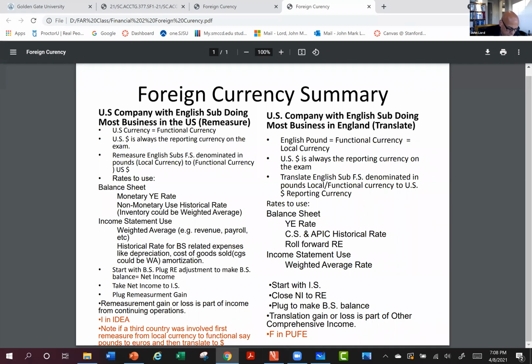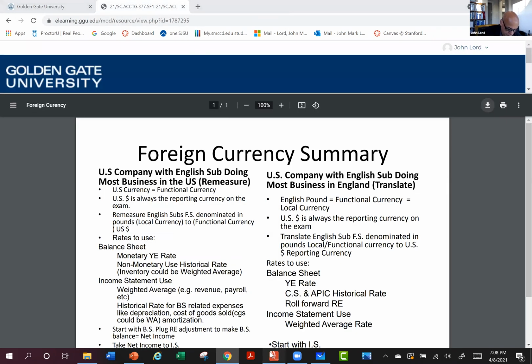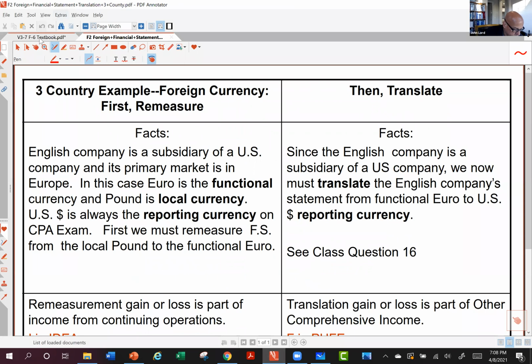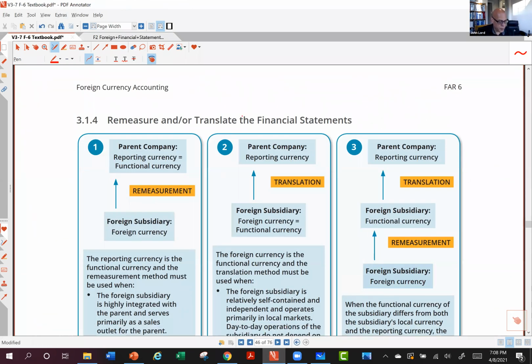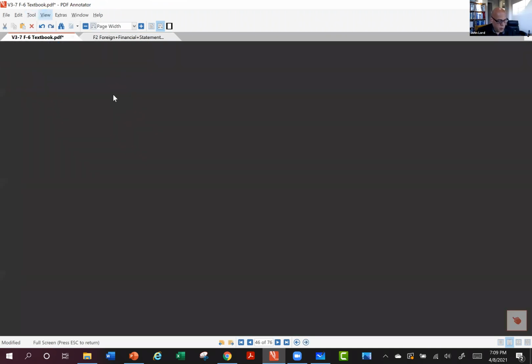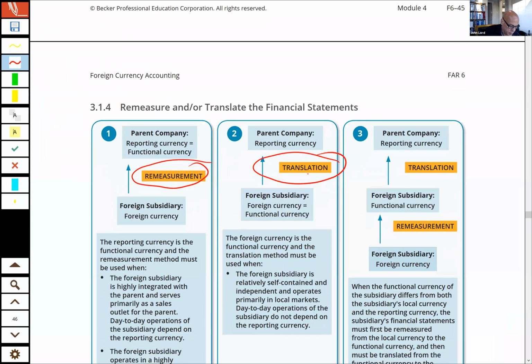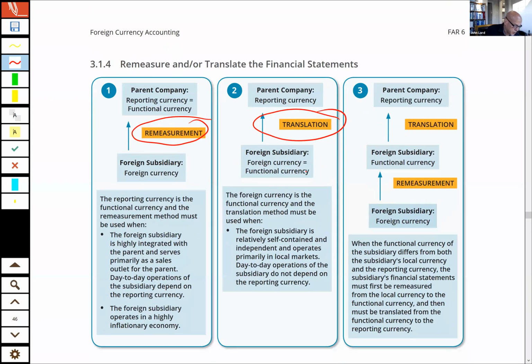But what I want to do is close this and go back to my textbook. Let me put it back to full screen. Okay, and let's take a look here and notice, guys, they talk about remeasurement, translation. Let's look at the words in a more generic form as to how you might see them on the CPA exam.